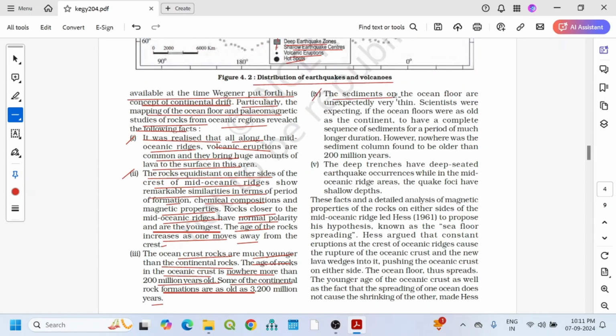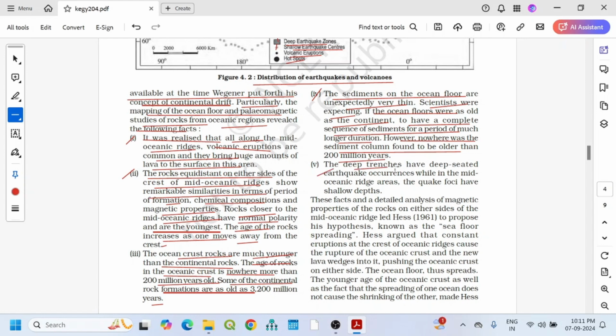Number four, the sediments on the ocean floor are unexpectedly very thin. Scientists were expecting, if this ocean floor were as old as the continents, to have a complete sequence of sediments for a period of much longer duration. However, nowhere was the sediment column found to be older than 200 million years.